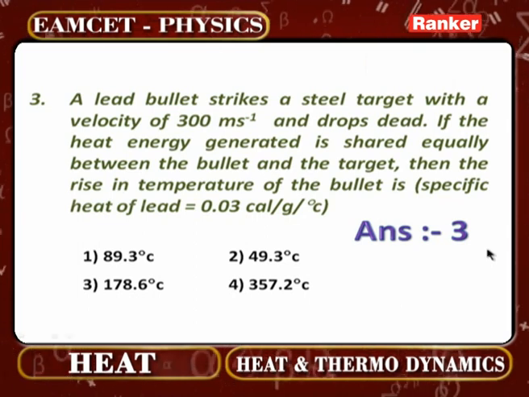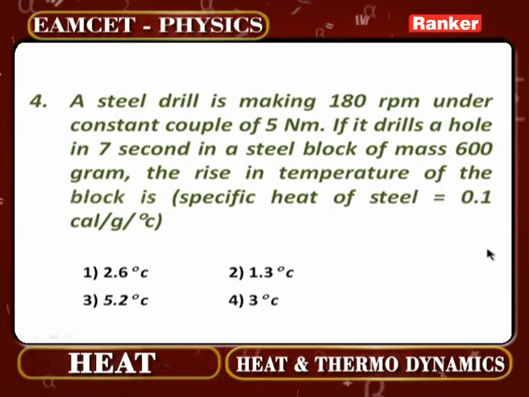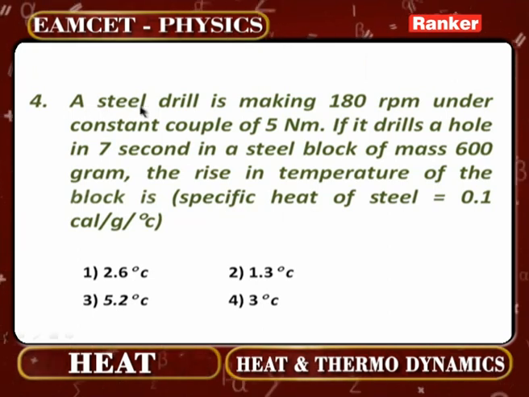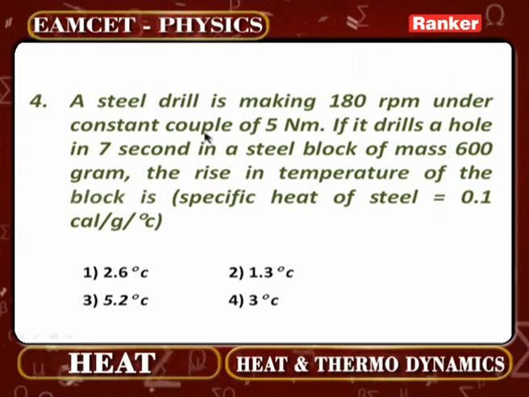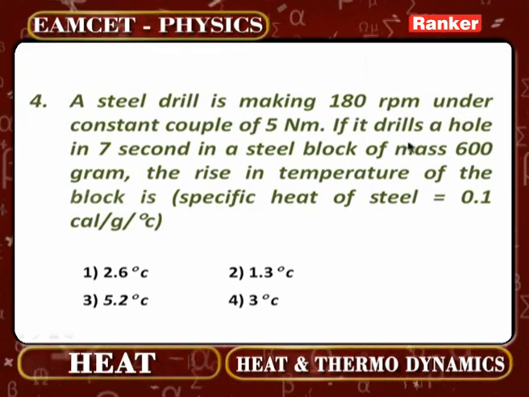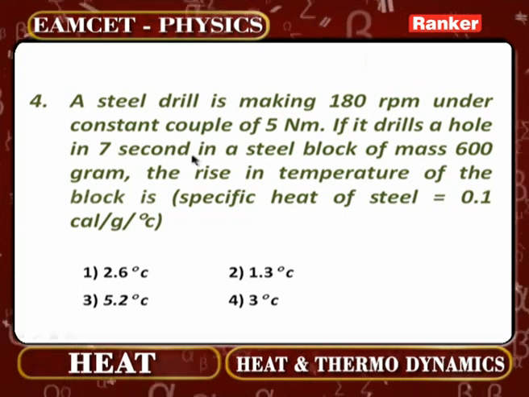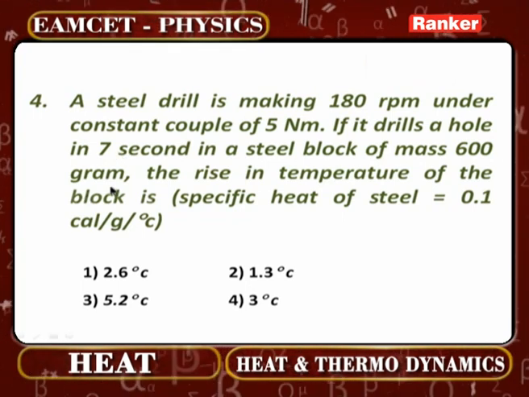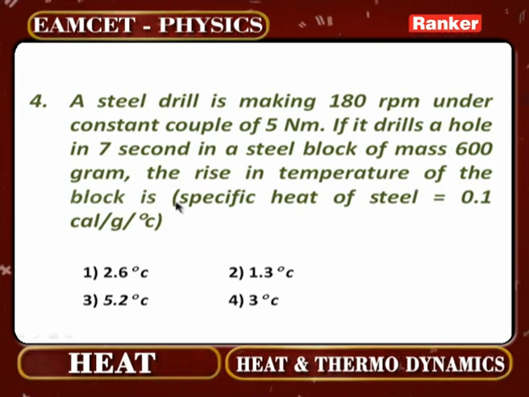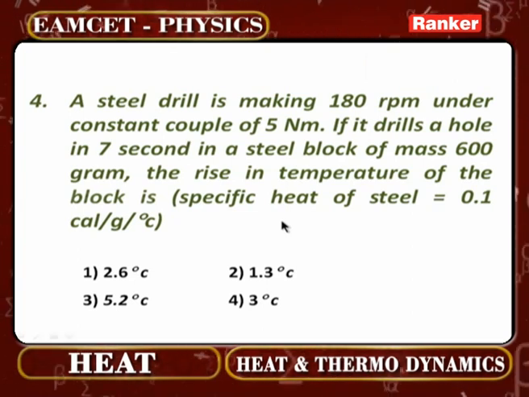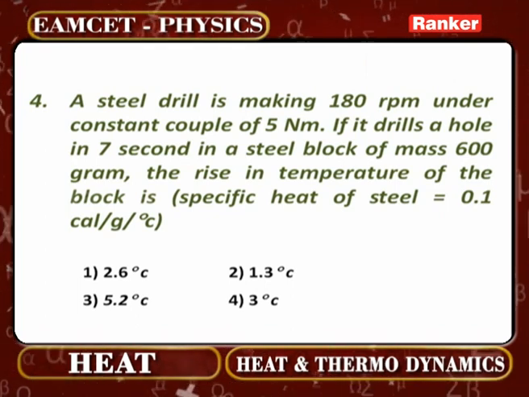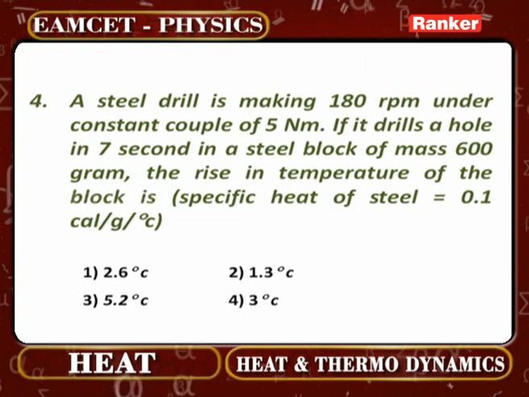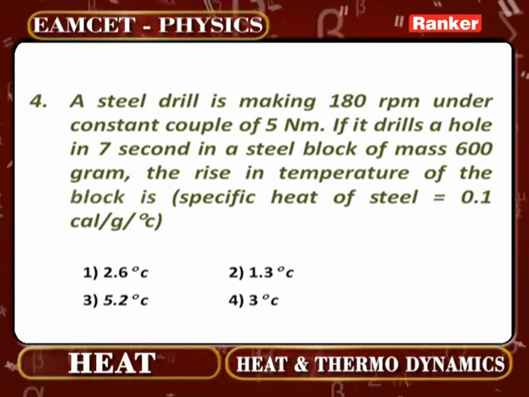Let us check the next one, that is problem number 4. A steel drill is making 180 rpm under a constant couple of 5 Newton meter. If it drills a hole in 7 seconds in a steel block of mass 600 gram, the rise in temperature of the block is how much? In fact, when you are drilling something, due to the work the drill is doing, heat will automatically be generated. Due to this, some rise in temperature is going to be observed in that block. That's the value he is asking us to calculate.